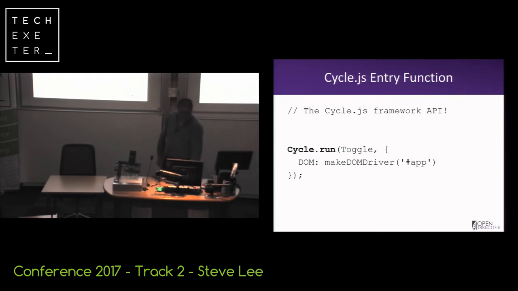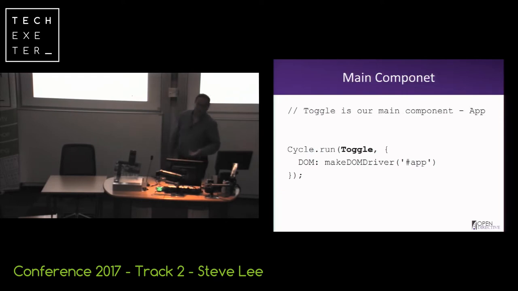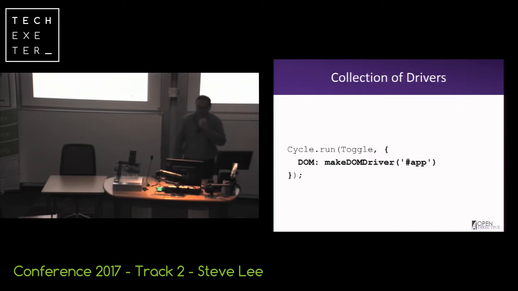Couldn't be much easier. What it does is you pass it a reference to your component. Our main component I'm calling Toggle here. A naming convention is because we're not using classes, we can use capital letters for something else, so we use them for components. That's just a function. So that's the normal reference to a function. The other thing we pass in is a collection of drivers, which the name is relatively important, and in this case, it just calls the factory function passing it that HTML element that we want to render into.